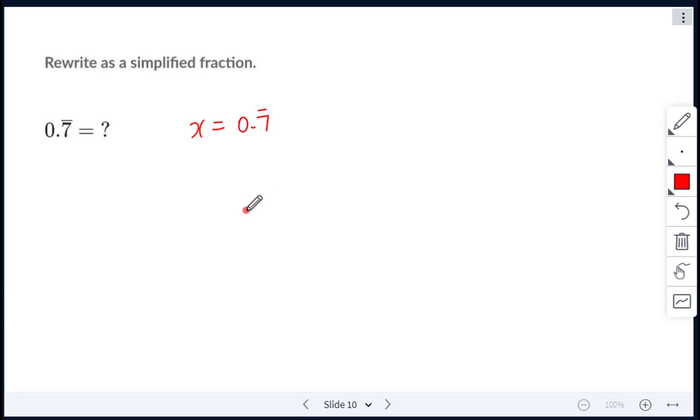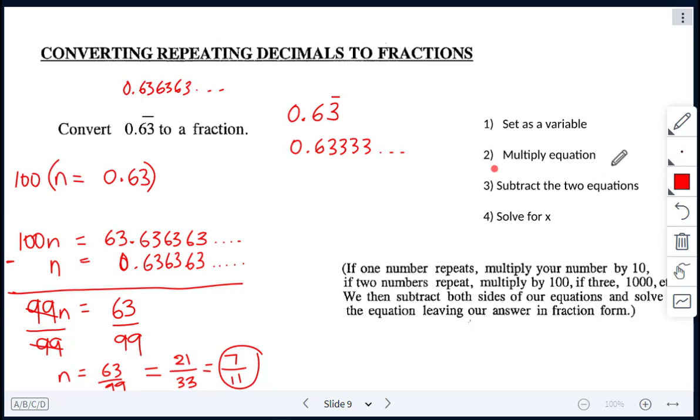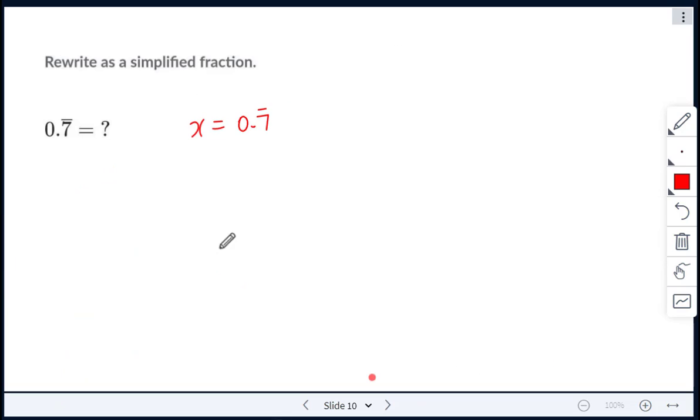Then our second step tells us we have to multiply the equation. What are we going to multiply by? If one number repeats, multiply by 10. It is only one number repeating, so we're multiplying this equation by 10. I'm just going to show that here. I'm multiplying this whole equation by 10. So 10 times x is 10x, and 10 times 0.7 gives me 7.7, and it's still repeating.